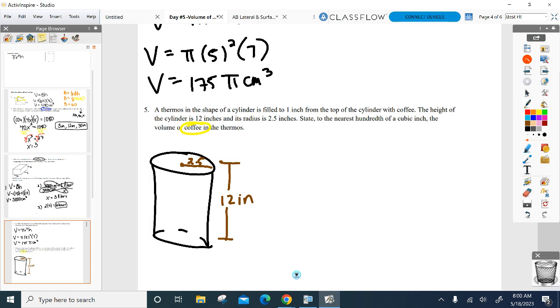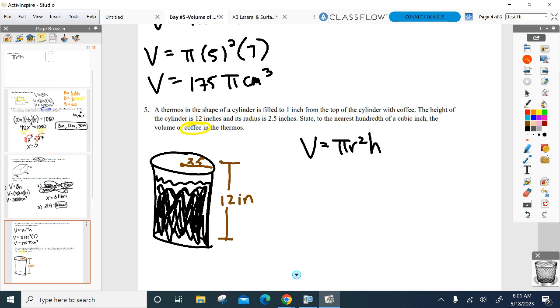All right. So the coffee is 1 inch from the top. I'm looking for the volume of this right here. How much coffee is in there? All right. Don't give me the volume of the thermos. All right, well, when I pour the coffee in, it still takes the shape of a cylinder, doesn't it? So I can still use pi r squared h. I can still use that formula. Because when I pour the coffee in, the coffee's going to be in the shape of a cylinder.